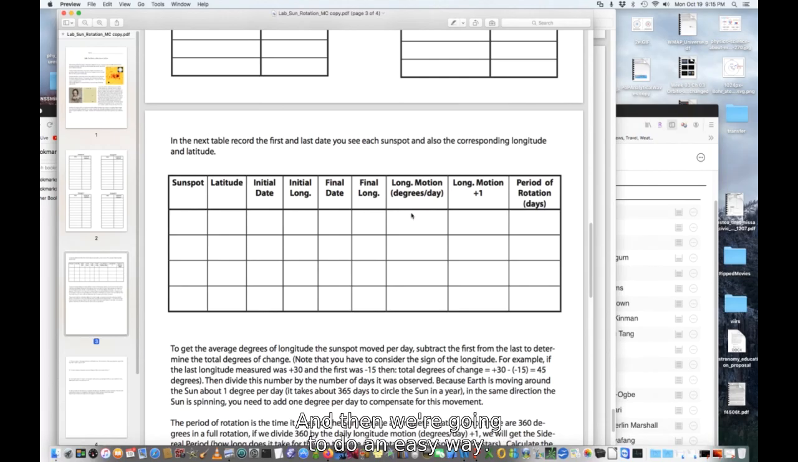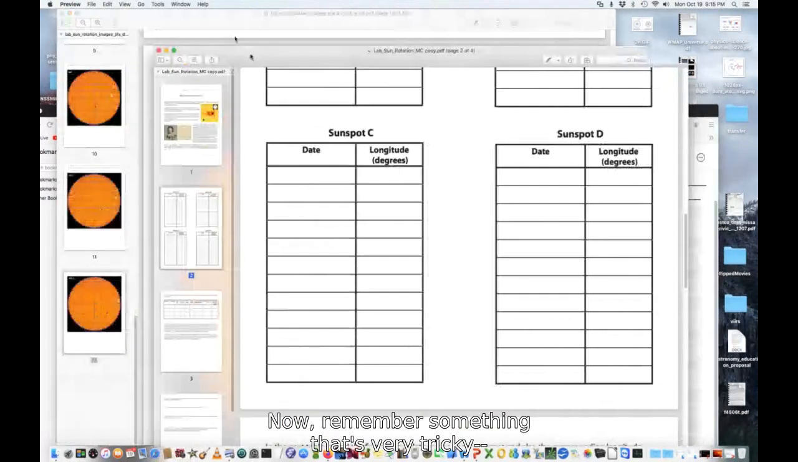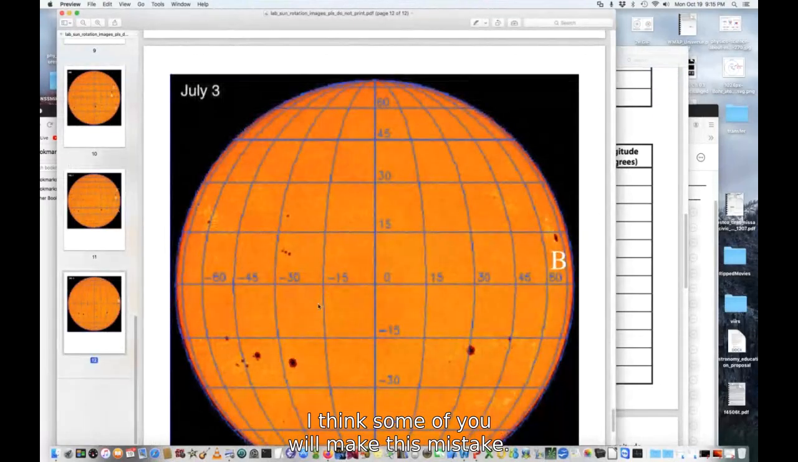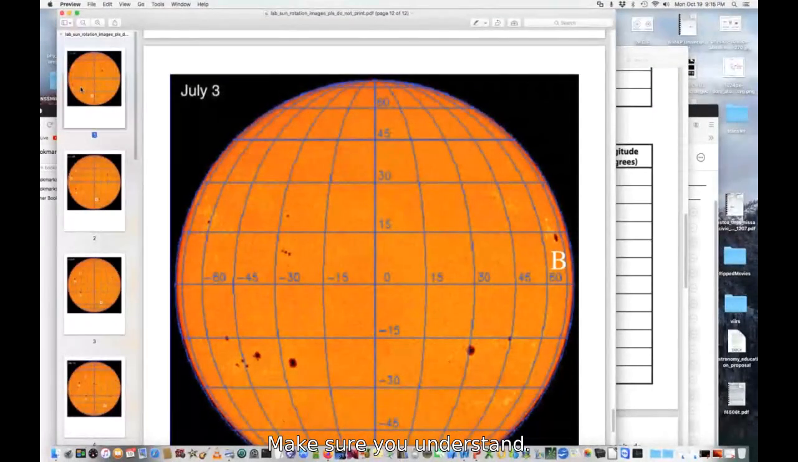And then we're going to do an easy way. For this lab, I'm going to make it easier for you. Just take the initial day and the final day, and take the final minus initial, right? Final longitude minus the initial longitude, divided by the number of days, okay? Now remember something that's very tricky. I think some of you will make this mistake. Let's say, make sure you understand.